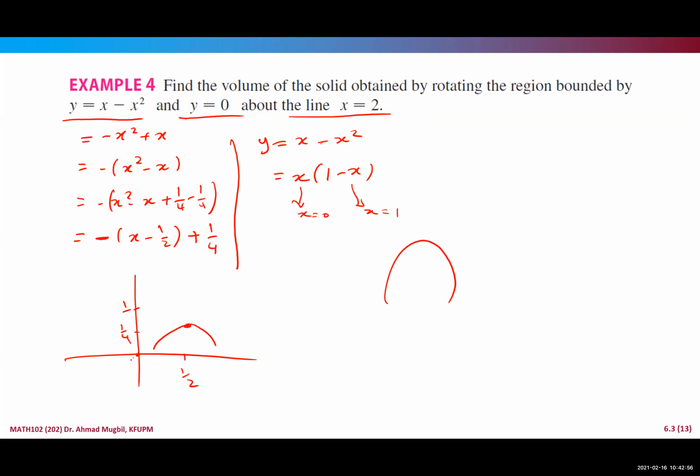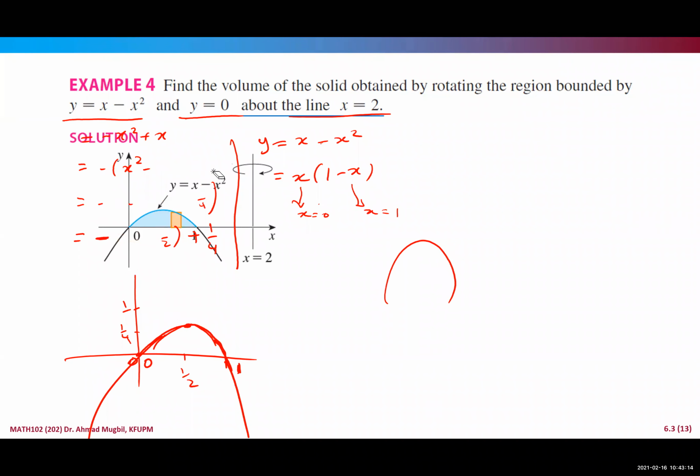So here it is. This is 0. This is 1. And it opens down, of course, so it should be like this. You can use this method, it is easier than the other method. We just need to sketch here. So this is 1, this is 0, and our graph will be like this. I just showed you how to sketch the region that you have.